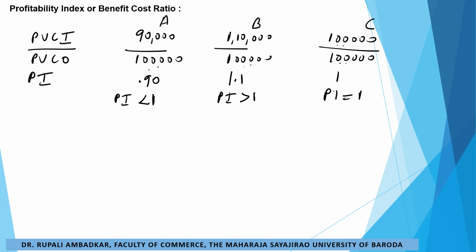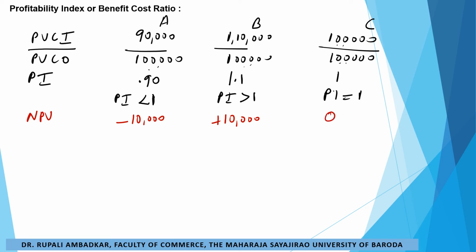Now if we look at NPV, let us try to calculate NPV for projects A, B and C. What is the net present value? Present value of cash inflows minus present value of cash outflows. So 90,000 minus 1 lakh gives minus 10,000, negative. Here we will have positive 10,000 and here it will be 0, because 1 lakh minus 1 lakh is 0.